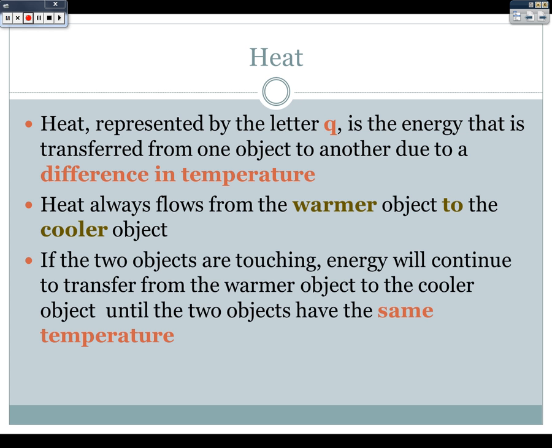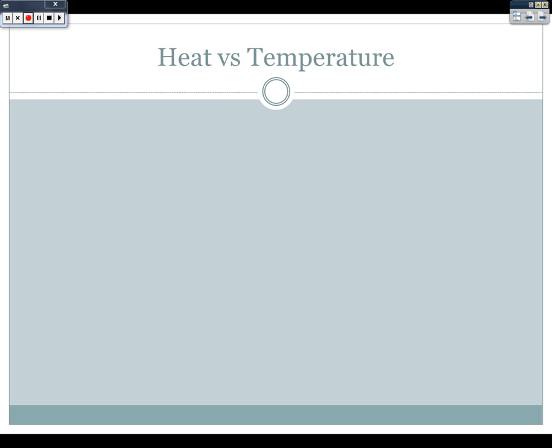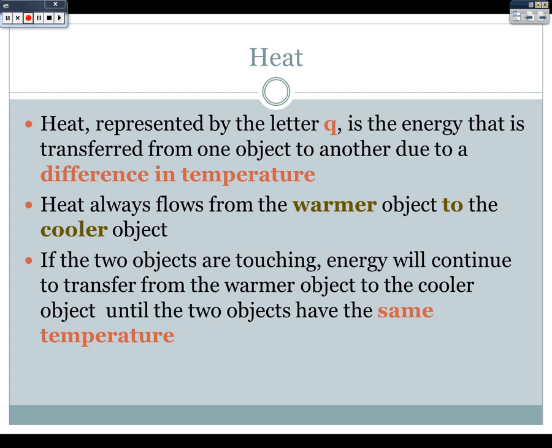If two objects are touching, energy will continue to transfer from the warmer object to the colder object until the two objects have the same temperature, or what we call thermal equilibrium. So this transfer of energy is going to go until both objects reach thermal equilibrium, or the same temperature. Okay?